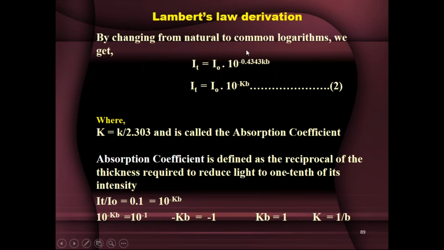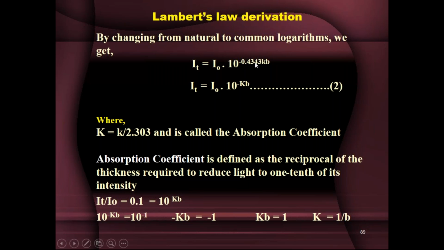Now we change from the natural to common logarithm, that is log to the base e to log to the base 10. So that we can do by dividing by 2.303. 1 by 2.303 is nothing but 0.4343. So you can get to this equation, IT equals I0 into 10 raised to minus 0.4343 kb. It can also be written as IT equals I0 into 10 raised to minus kb divided by 2.303.